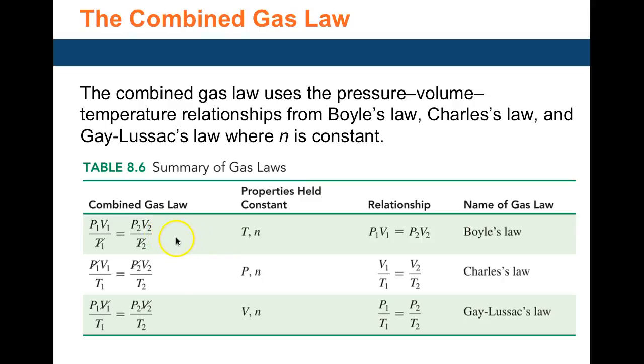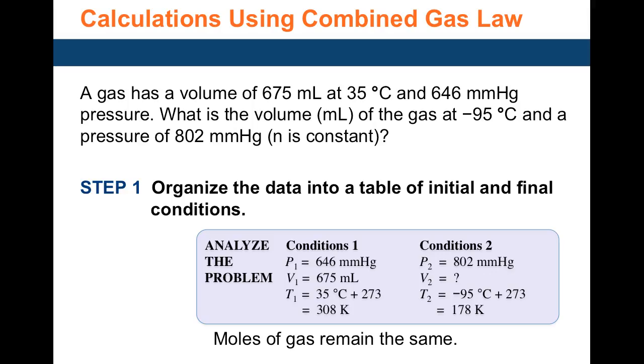Now, if you keep the temperature and moles constant, get rid of the temperature, you get Boyle's law. If you keep the pressure and moles constant, you'll end up with Charles' law. And then if you keep the volume and moles constant, you end up with Gay-Lussac's law, all right? So P1 V1 over T1 is equal to P2 V2 over T2. That's the combined gas law.